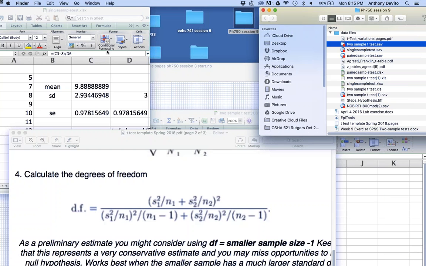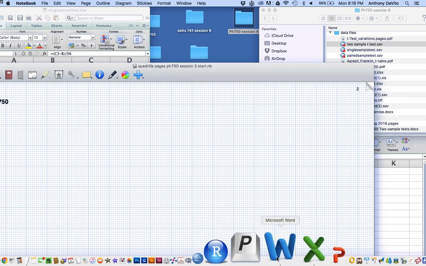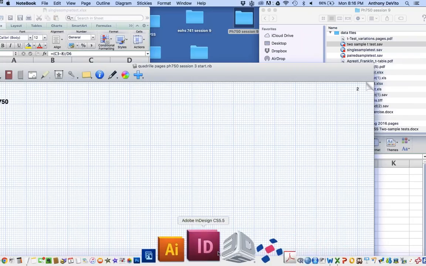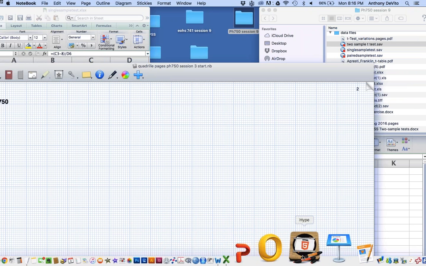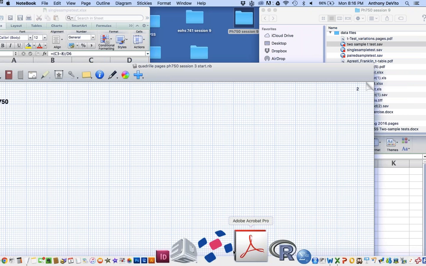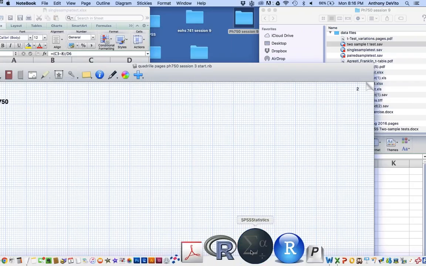Let me get rid of this. Hopefully, I can get this started up because I really want to show you how you would do this with SPSS because it'll save you lots of work. And again, another reason for using SPSS is that it'll make sure that you don't wind up making errors.